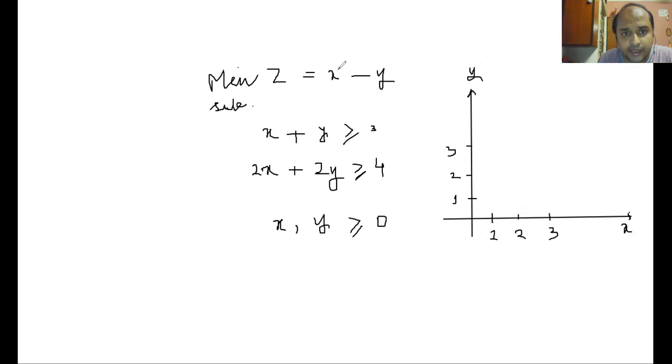So let us draw it. My first equation is this one, and my second equation is x by 2 plus y by 2 greater than or equal to 1. So that was my second equation.